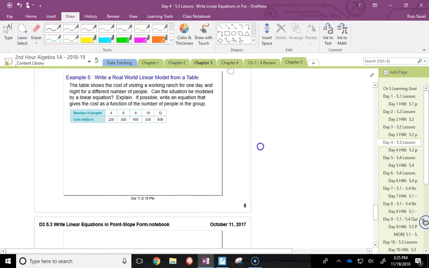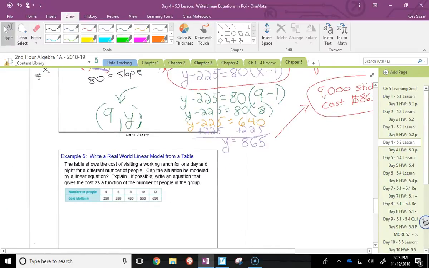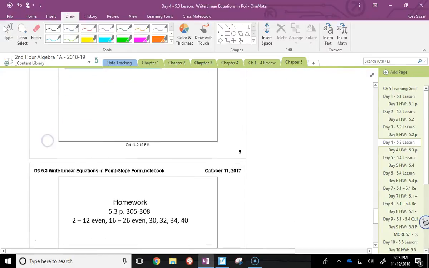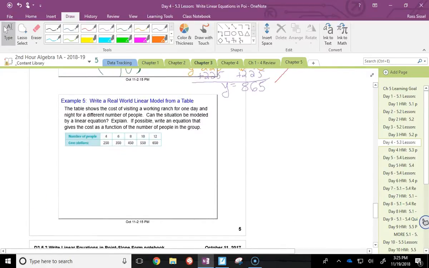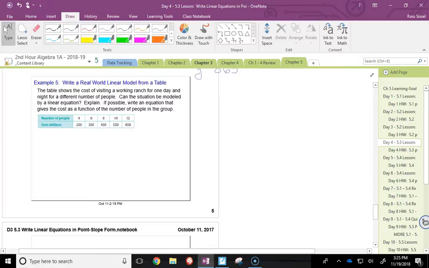Okay, last problem. If you were confused on that one, make sure you pause it, back up, relook at it. Okay, last one. The table shows the cost of visiting a working ranch for one day and night for a different number of people. Can the situation be modeled by a linear equation? So can we have a straight line? If possible, write an equation that gives the cost as the function of number of people in the group.